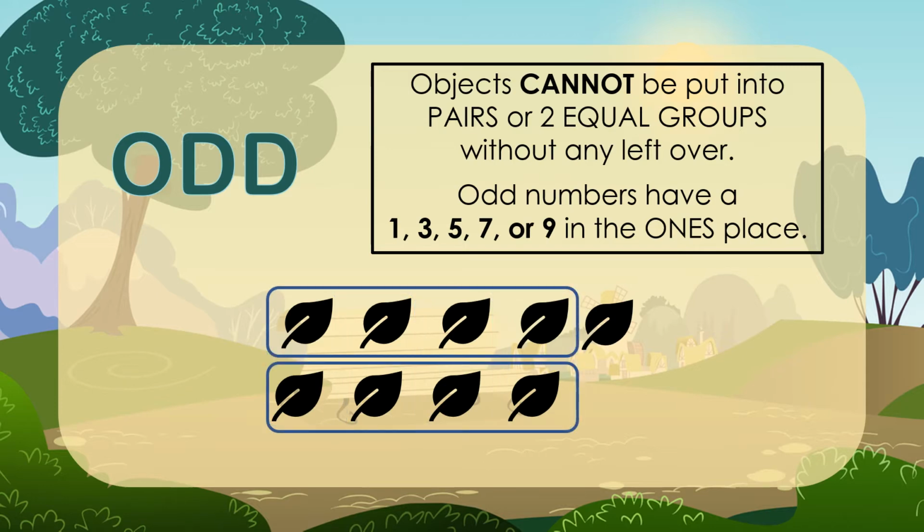I can also think about equal groups. If I tried to make two equal groups with all the leaves, I couldn't do it. I can make two groups with 4 leaves each, and those groups would be equal, but I have one left over. So that tells me this number is odd.